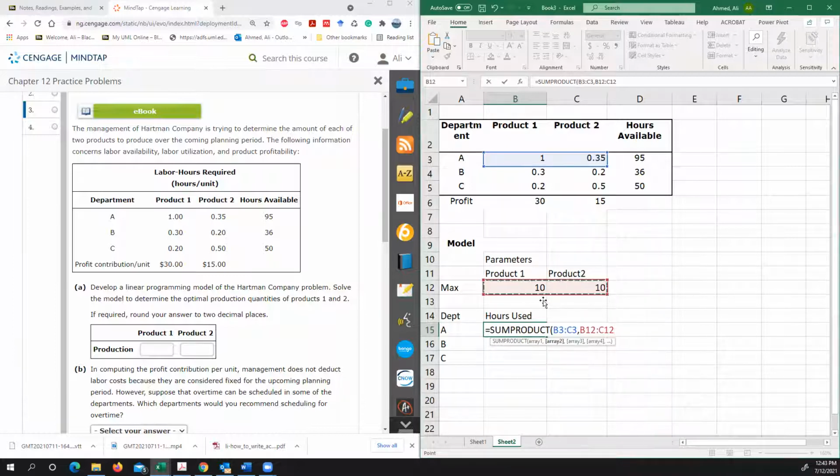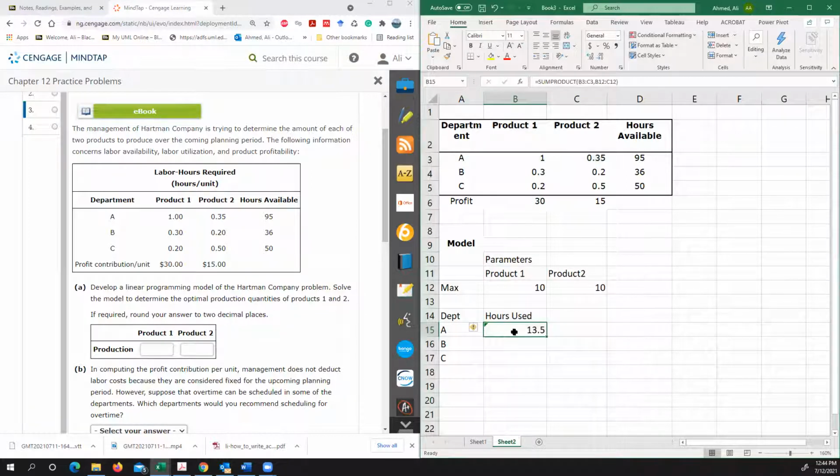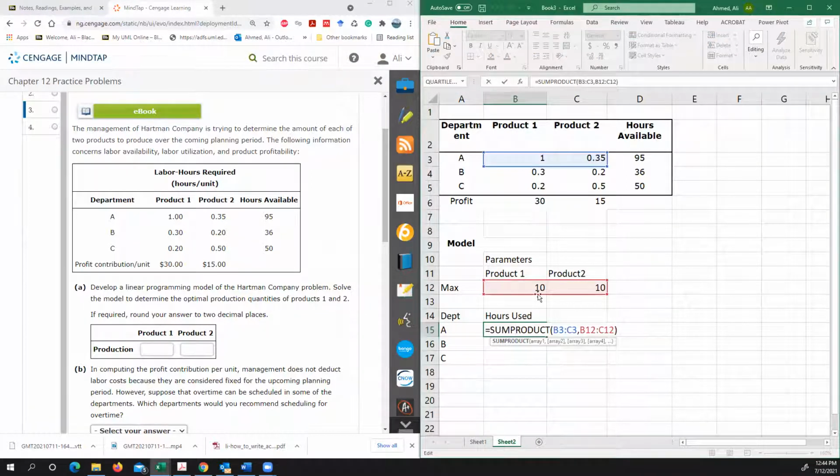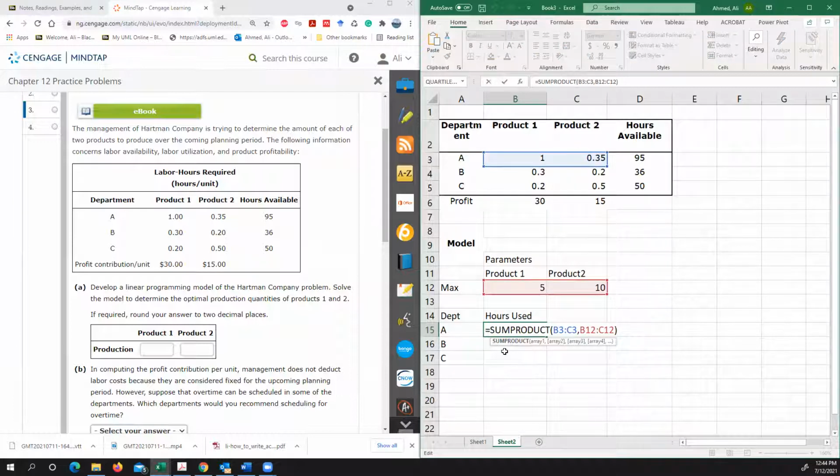Okay, so this constraint, or how many hours I have used, depends on how many I produce from department A, while it depends on the number. So if I change these numbers, and both products can be made from the single department. For example, if I put here 5, this number changes. Same thing we can do for department number B and C.